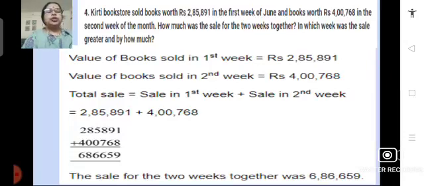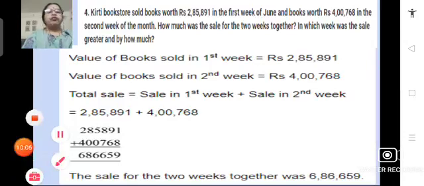So there are 2 parts of this problem. First we have to find out how much was the sale together for 2 weeks, and then we have to find out in which week the sale was more and by how much. Let's see how we solve this problem.